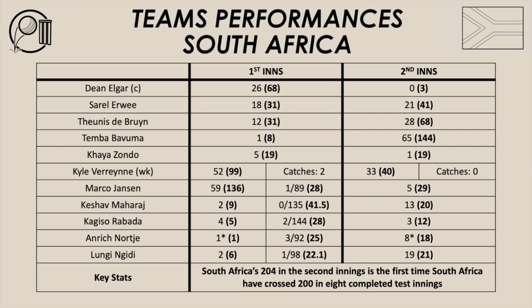Let's have a look at South Africa's bowlers and their performance in this second Test at the MCG against Australia. A wicket for Jansen, no wickets for Maharaj, two wickets for Rabada, three wickets for Nortje, and a wicket for Ngidi. That's how the South African bowlers went about things here at the MCG for this second Test of the series against Australia. South Africa's bowling in this Test match wasn't their best bowling performance.